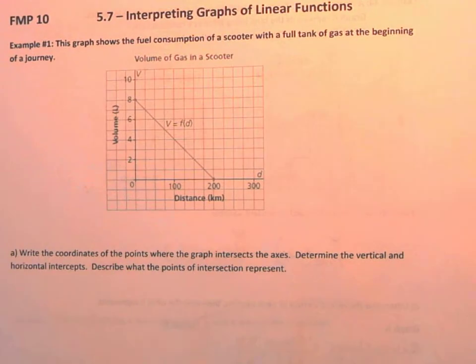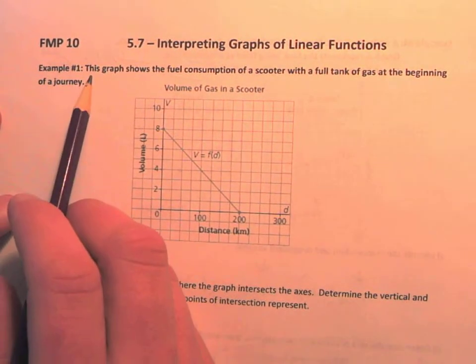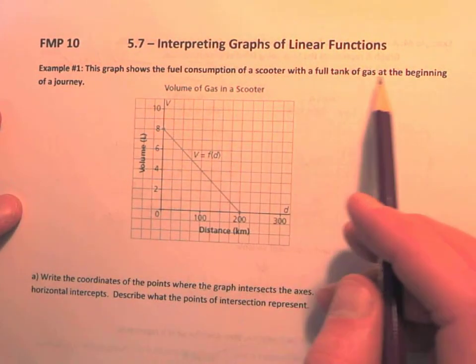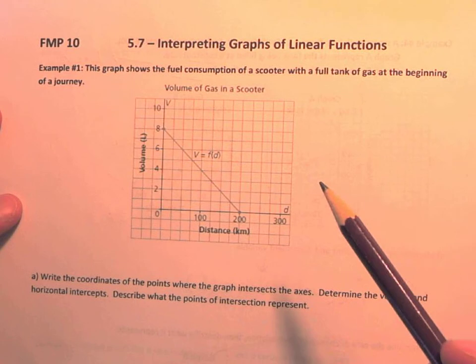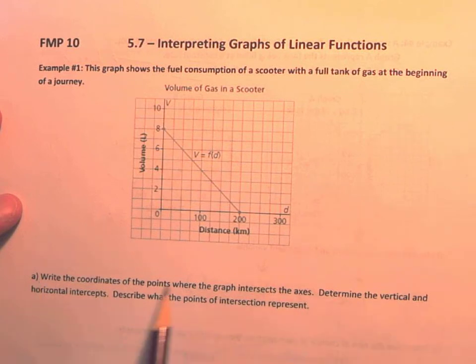All right. So now we're going to go into section 5.7, which is just kind of interpreting or analyzing these graphs still. Okay, so we're going to go through just a few questions, examples. This graph shows the fuel consumption of a scooter with a full tank of gas at the beginning of a journey. Write the coordinates of the points where the graph intersects the axes.